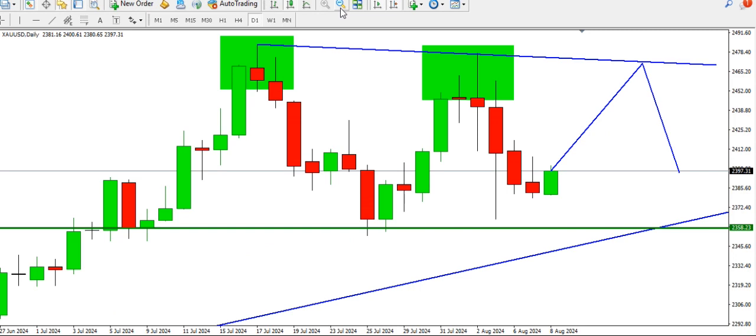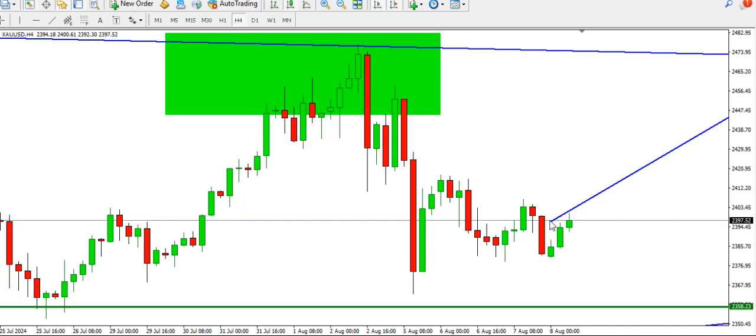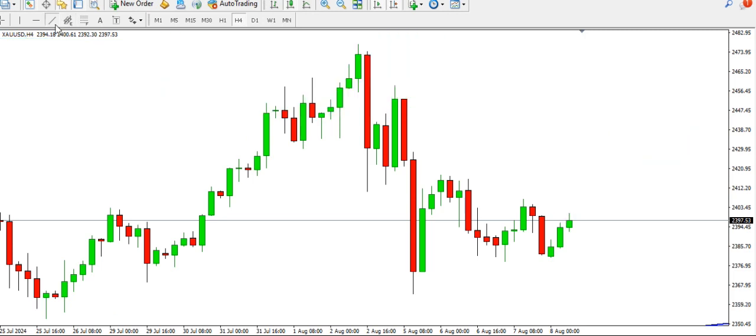On the 4-hour time frame, what do we have? We have the range of gold ranging in a triangle. Price is ranging in a triangle. Price is expected to break the triangle possibly today. I see a move to the downside or to the top side.